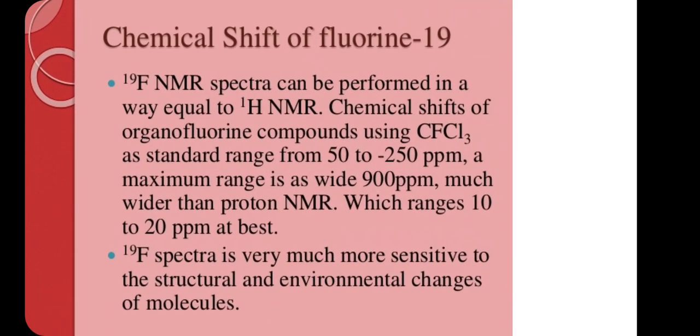Chemical shift of fluorine-19. Fluorine-19 NMR spectra can be performed in a way equal to proton NMR. Chemical shifts of organofluorine compounds using CFCl3 as standard range from 50 to 250 ppm. The maximum range is as wide as 900 ppm, much wider than proton NMR, which ranges 10 to 20 ppm at best. F19 spectra are much more sensitive to the structural and environmental changes of molecules.